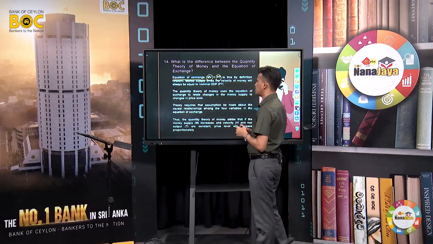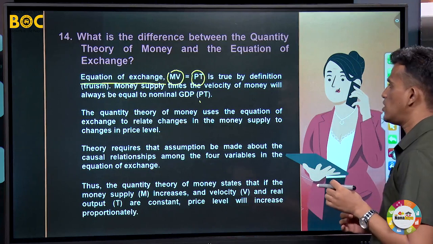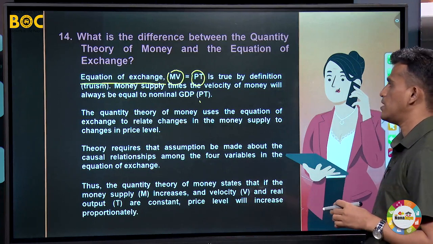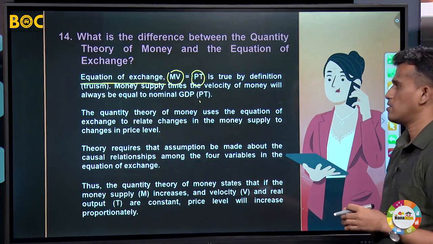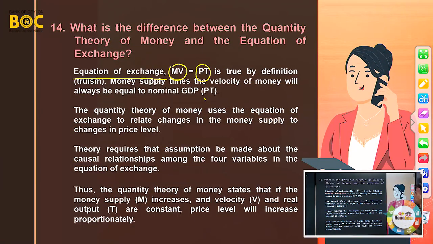So look at this, please. Equation of exchange, MV equals PY, is true by definition. Money supply times the velocity of money will always be equal to the nominal GDP. Next one. The quantity theory of money uses the equation of exchange to relate the changes in money supply to the changes in price level.